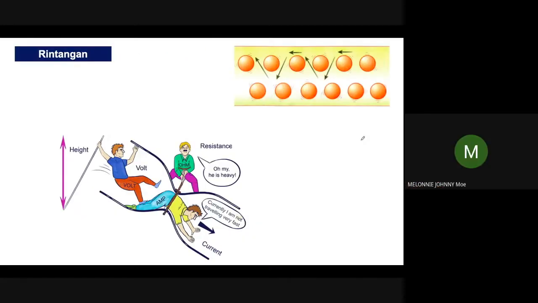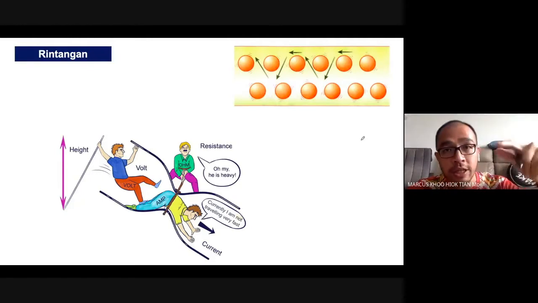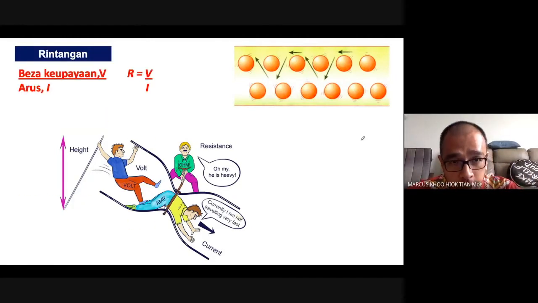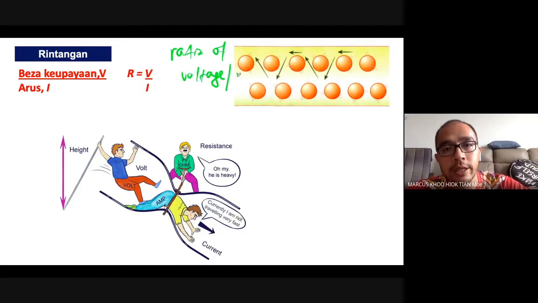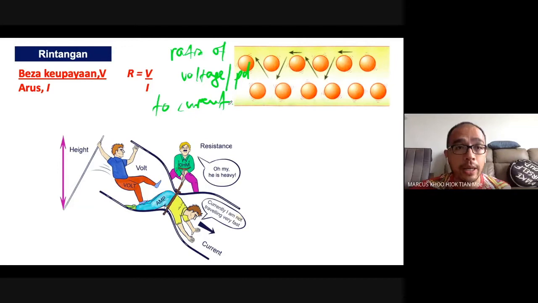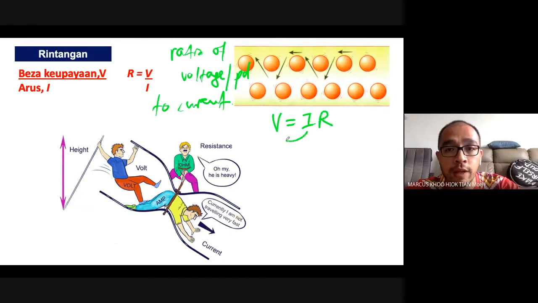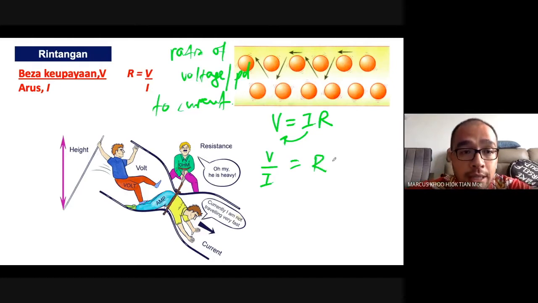So when we talk about resistance, this is question number 1. Define resistance. Resistance is the ratio of voltage, or potential difference, to current. The answer for number 1 on page 91, define resistance: resistance is the ratio of voltage to current, because from Ohm's law, V equals IR. If I move the I across, it will be V over I. So that's the definition of resistance.